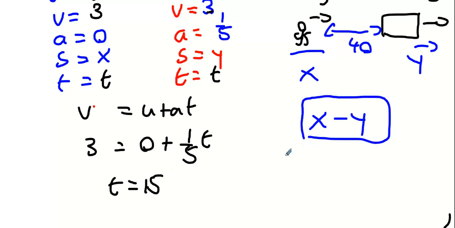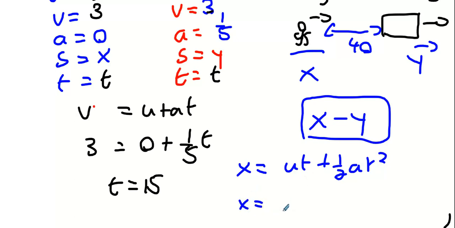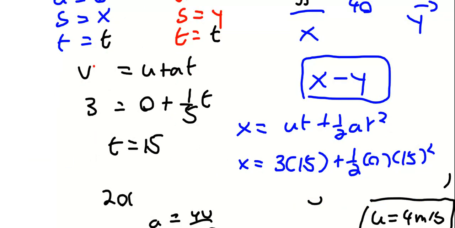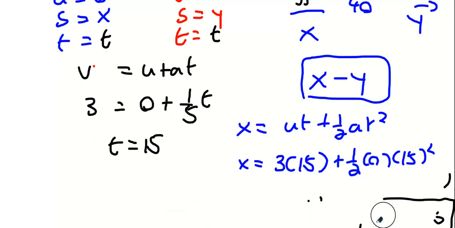Next thing we're going to do is find out what x is. You happy with that? So x equals ut plus a half at squared. This is for the man. X equals, what's his u value? 3 times 15. And does the man have any acceleration? No. So how far did he cover? He covered 45 meters. Okay. So the man covered 45 meters.